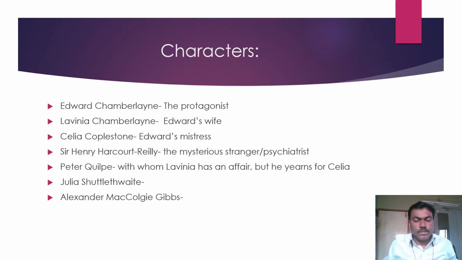The characters from this play: Edward Chamberlayne, the protagonist; Lavinia Chamberlayne, Edward's wife; Celia Copplestone, Edward's mistress; Sir Henry Harcourt-Reilly, the mysterious stranger and a psychiatrist; Peter Quilpe, with whom Lavinia has an affair but who yearns for Celia; and Julia Shuttlethwaite, Alexander MacColgie Gibbs. These are some of the important characters from the play.